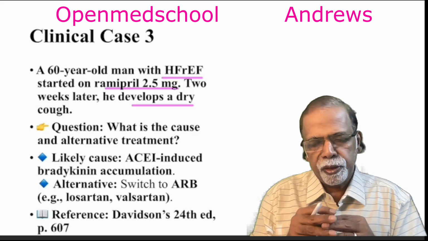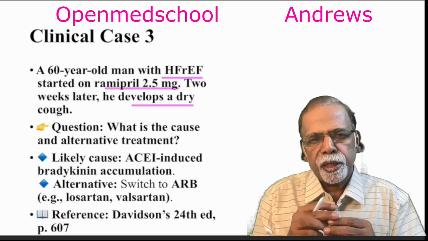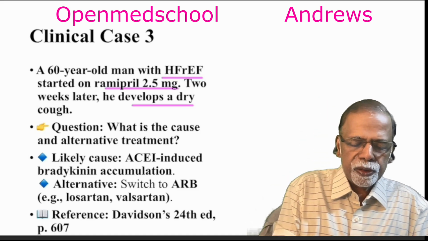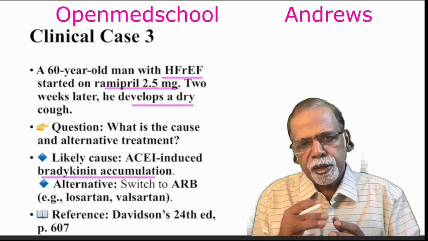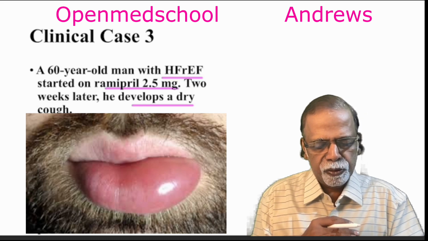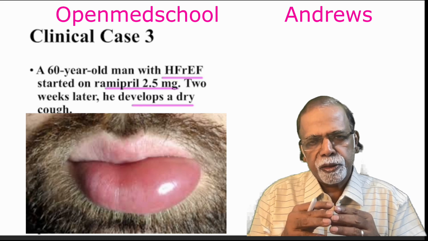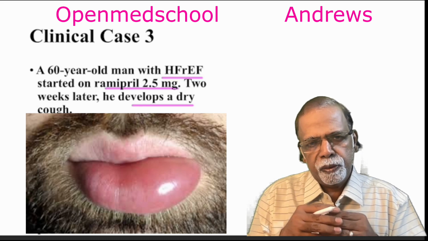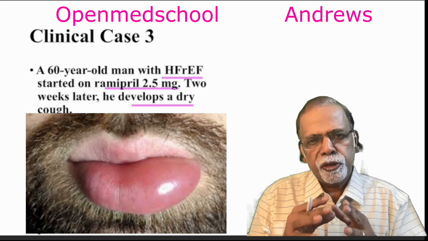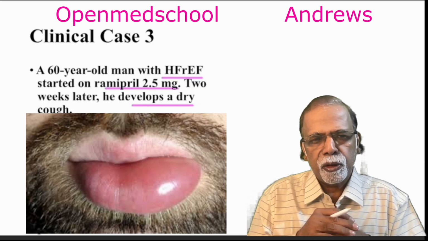So again, very important, and a very common cause for non-compliance is dry hacking cough without much sputum. This is due to ACE inhibitor induced bradykinin accumulation. In such cases, you may switch over to an ARB like losartan or valsartan. A significant proportion of patients can't tolerate ACE inhibitors due to the dry cough. Another important complication is angioedema. Somebody with angioedema should never be given ARNI, that is, the valsartan sacubitril combination.